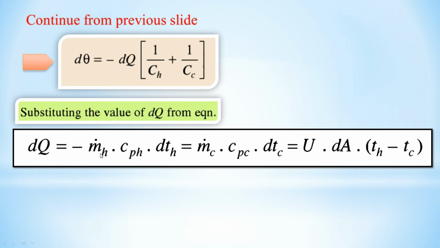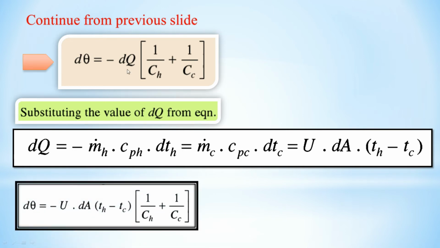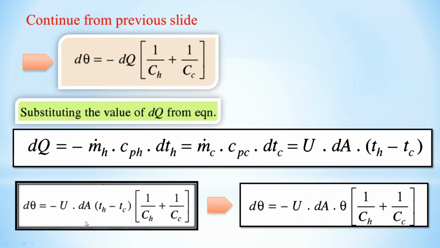dQ equals m Cp delta T. This is for hot fluid. This hot fluid will reject the heat, so negative sign. This is for cold fluid, and this is for the overall heat transfer coefficient: dQ equals U dA into Th minus Tc. So put the value of dQ equal to U into dA into Th minus Tc in this equation. So d theta equals U dA Th minus Tc, and this term remains as it is, 1 upon Ch plus 1 upon Cc.